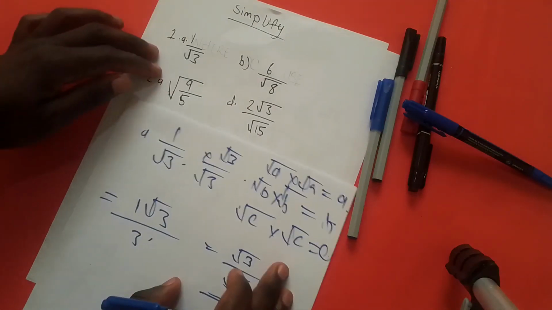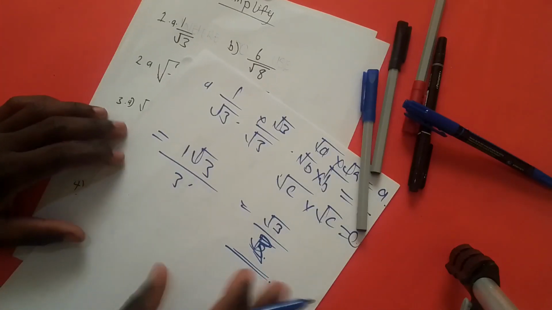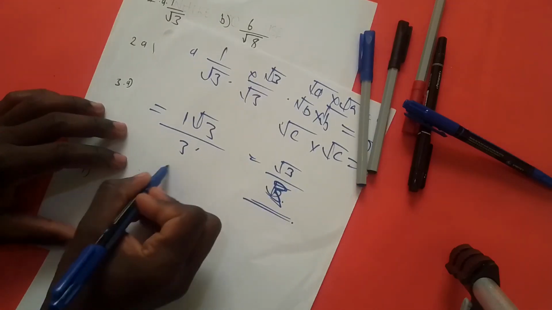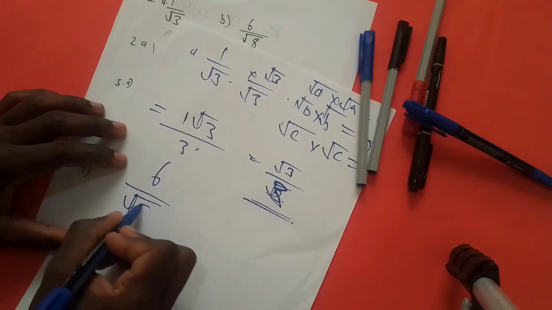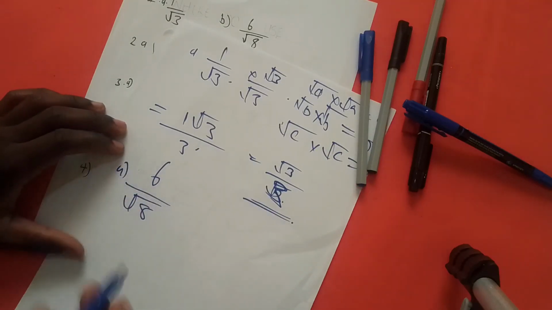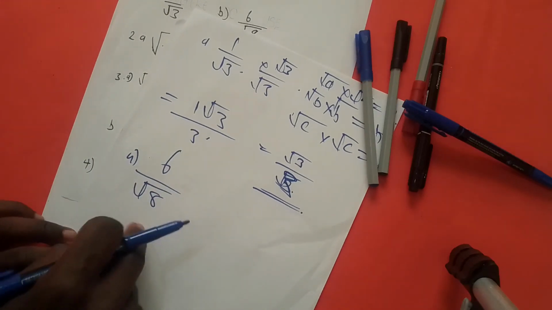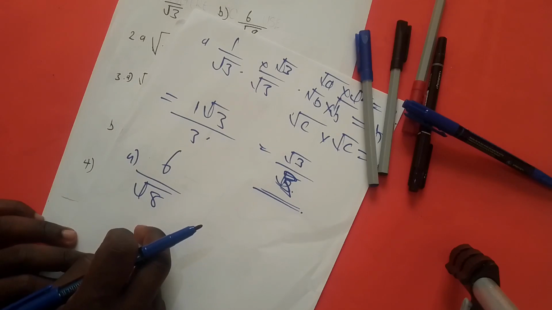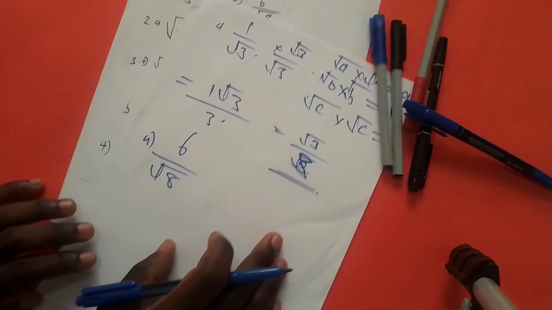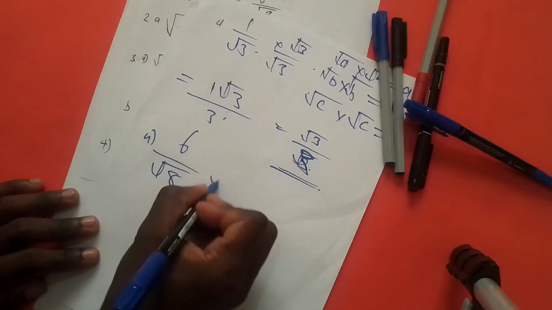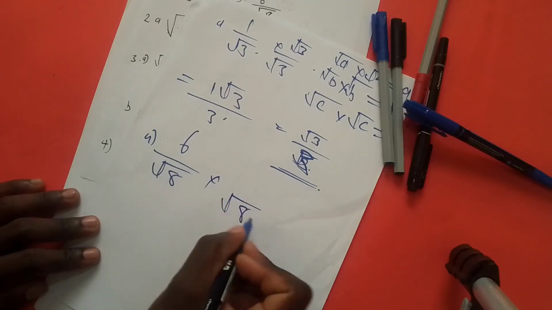So question b is saying 6 over root 8. Okay, we have to simplify. So therefore, as long as the surd form is on the denominator, the expression is not simplified. So therefore, we are going to rationalize the denominator. How do we do that? We're going to multiply with the denominator, which is root 8.